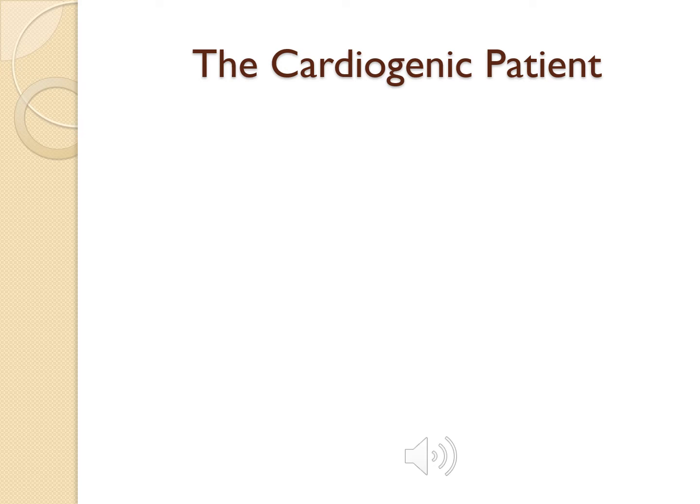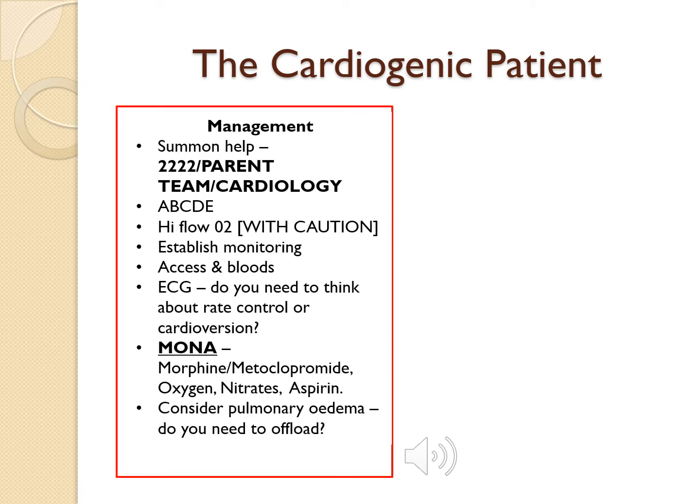The aim of treating cardiogenic shock is to reduce cardiac workload. This will reduce the systemic vascular resistance and increase the amount of oxygen getting to the organs. As always, the first step is to summon help, so dial 2222 for the cardiac arrest team. You may also want to alert the parent team and involve cardiology. We're then going to use the ABCDE approach to assess the patient.